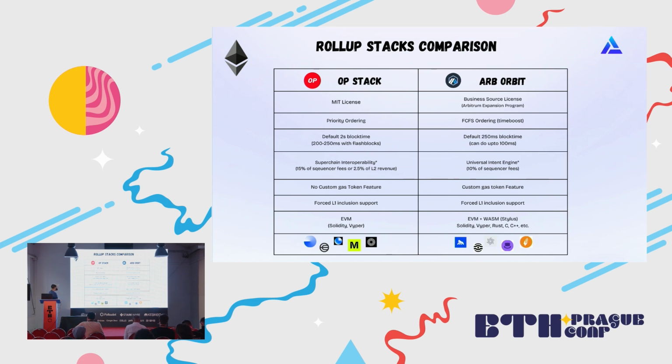With OP Stack, you can't use your personal token as a gas fee. You have to use ETH. But with Arbitrum Orbit, you have that feature: you can use your own token as a gas fee, providing utility to your token. And both of these support forced L1 inclusion, so even if the sequencer is trying to censor you, you can exit via forced L1 inclusion. And these are a few chains that use these rollup frameworks.